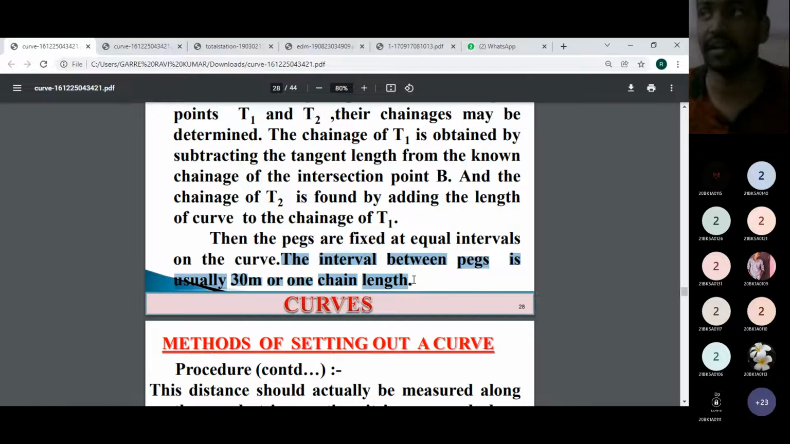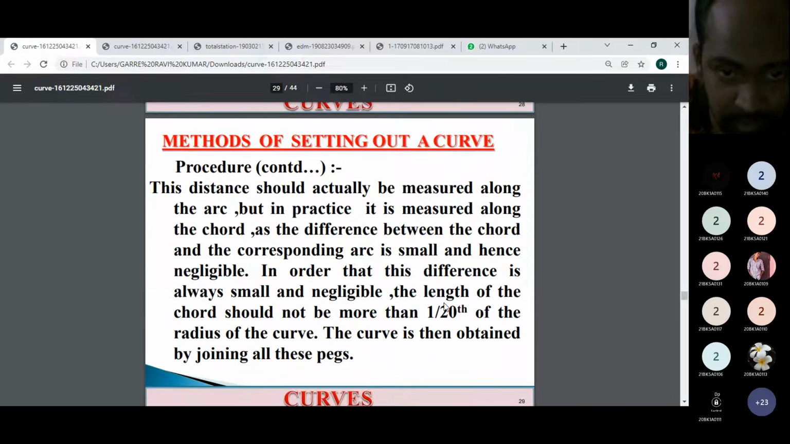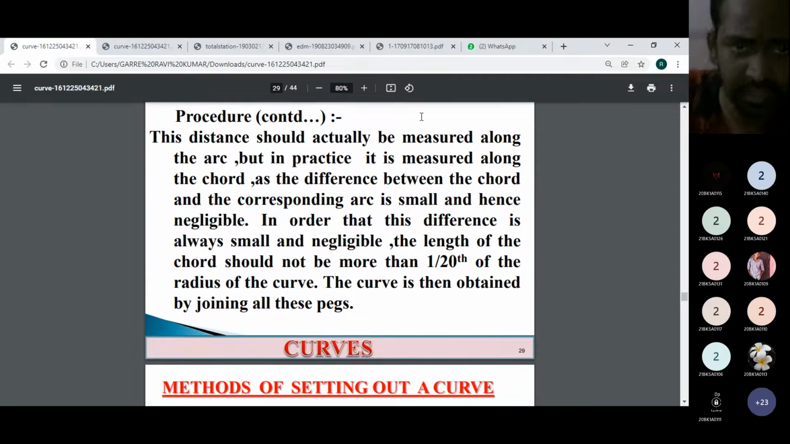Now from t1 and t2 different angles can be taken. With those angles in the direction we have to set up the pegs. How to calculate those interval angles we will discuss later. That is a separate task there again. Now the interval distance.